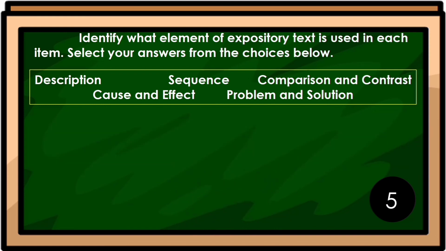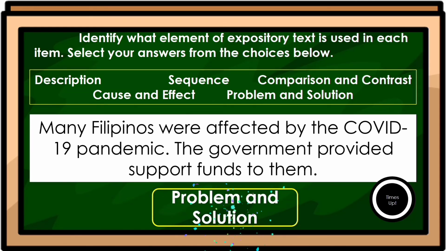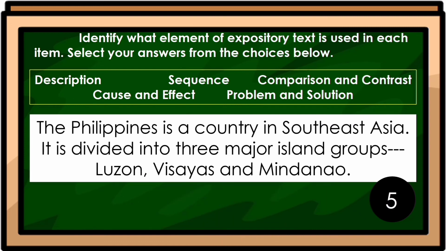Next, many Filipinos were affected by the COVID-19 pandemic. The government provided support funds to them. Write now your answer. And the answer is problem and solution. So the problem here is many Filipinos were affected by the COVID-19 pandemic, and the solution is the government provided support funds to them.